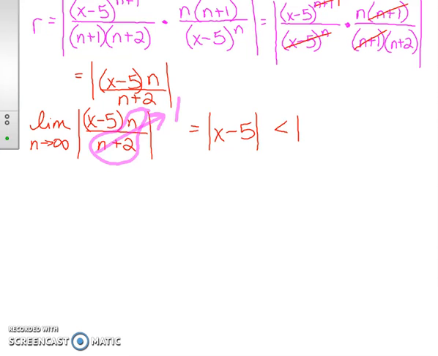So then we set up our compound inequality with x minus 5 between -1 and +1. So then to get the x by itself, we would add 5, so that means we add 5 both here and here. So that becomes 4 is less than x is less than 6. So remember now at this point, we want to check our endpoints to see if they would create a series that would converge or diverge now.